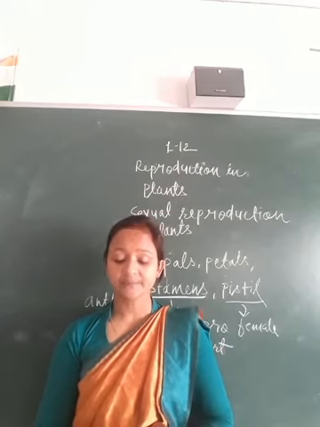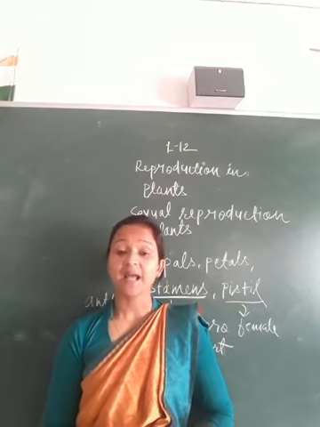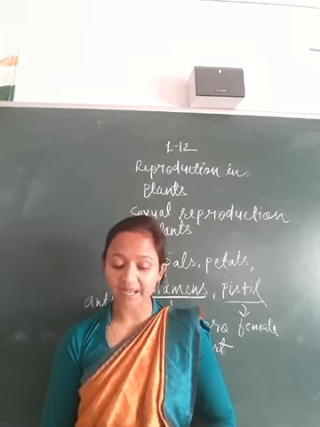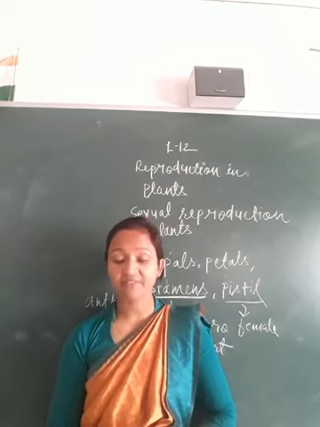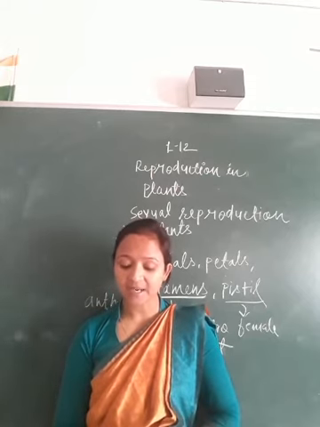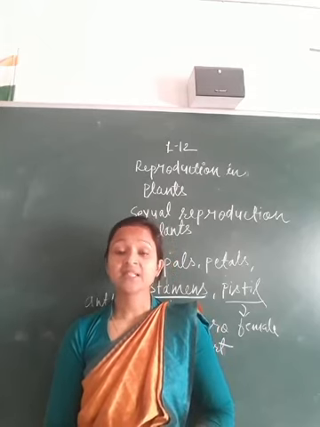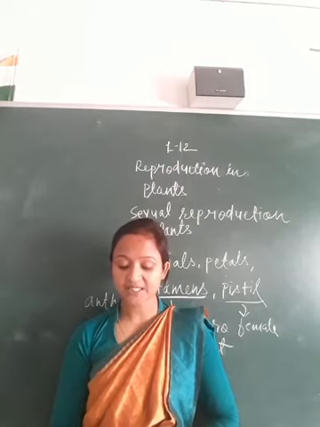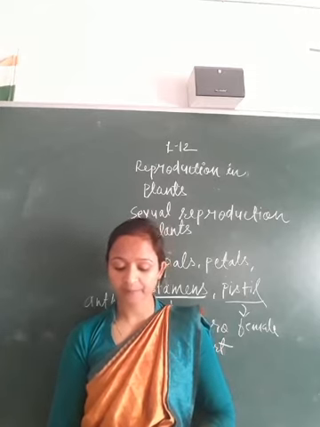In many plants, male and female parts are present in the same flower, and such flowers are called bisexual. Examples: pea, rose, mustard, sunflower, China rose, etc. In some, male and female parts are borne in different flowers. Such flowers are called unisexual. Examples: date palm, papaya, mulberry, corn and cucumber.